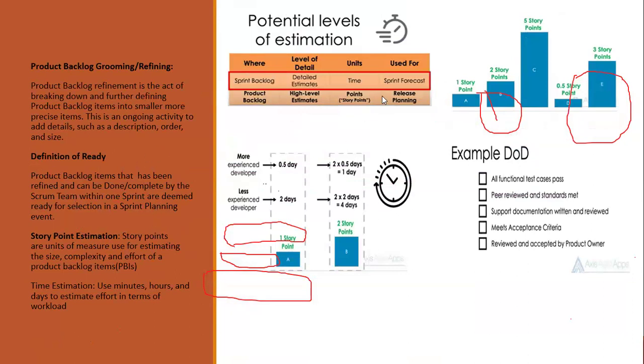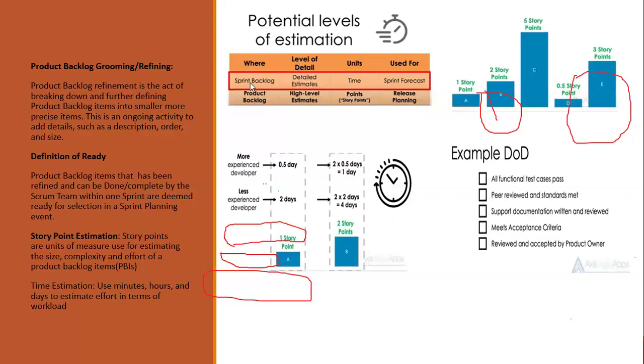Now, there's something that I see is confusing to a lot of people in Agile projects: story point and time. What is story point? Story points are units of measure used for estimating the size, complexity, and effort of a product backlog item. Time is what you use to estimate the effort in terms of workload of the team. So story points are only used for user stories.